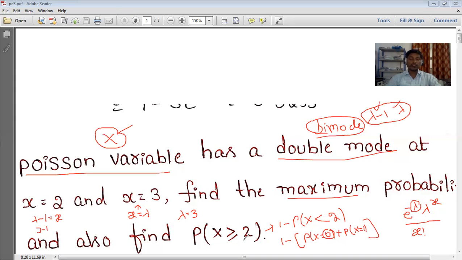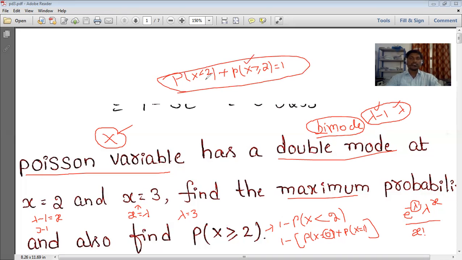Then we are going to calculate the maximum probability along with P of x greater than or equal to 2. To find P of x greater than or equal to 2, we write 1 minus P of x less than 2, since the sum of the probabilities is equal to 1. We know that P of x less than 2 plus P of x greater than or equal to 2 is equal to 1. We require the latter, so we take the other term to the right side: 1 minus P of x less than 2.